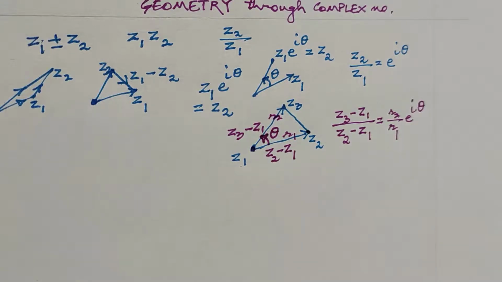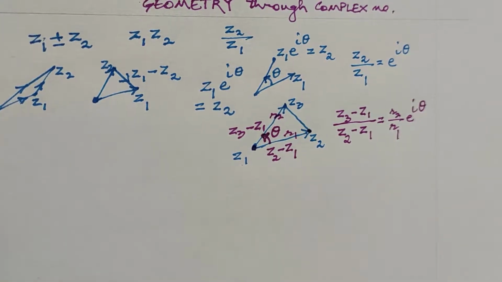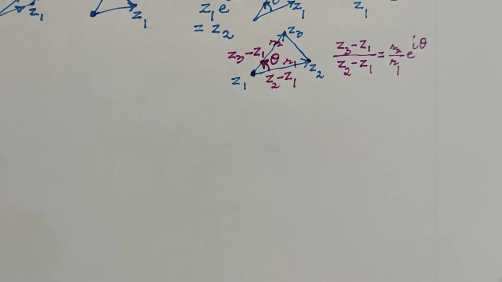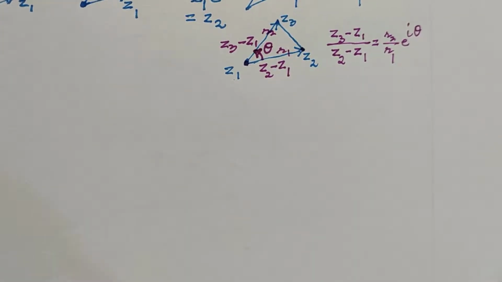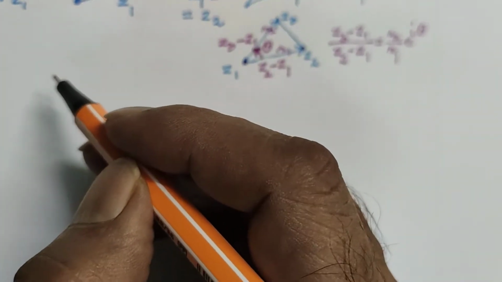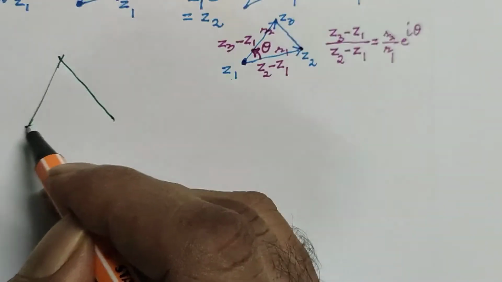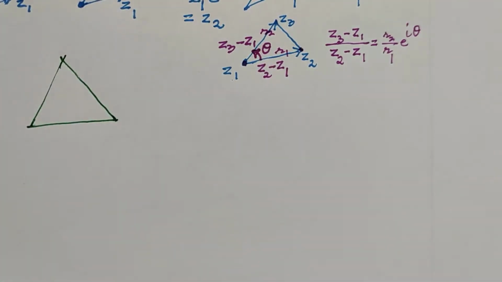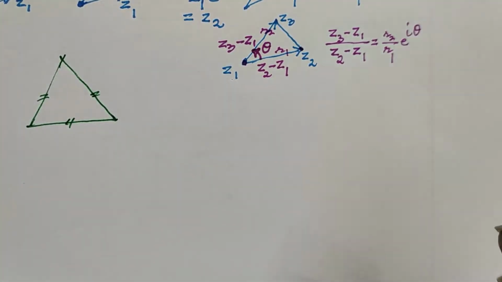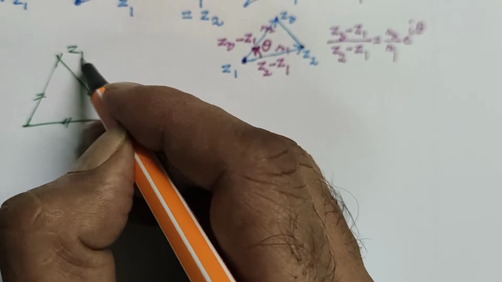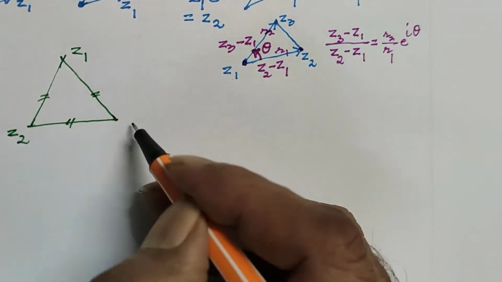Now we are going to look at some simple geometrical triangles and see what the complex number tells us. Let's start with the equilateral triangle. In an equilateral triangle, all the sides are equal, and all the angles are pi by 3. So let's call the vertices Z1, Z2, Z3.